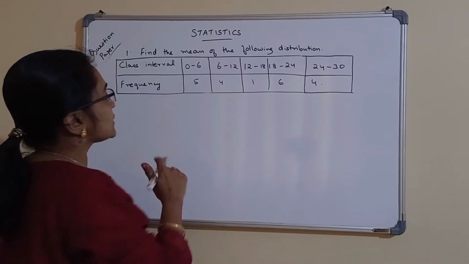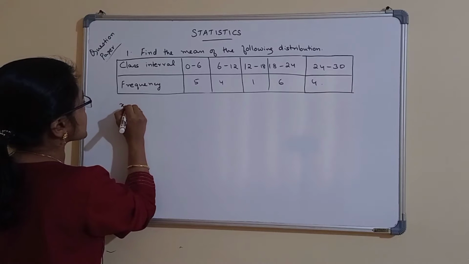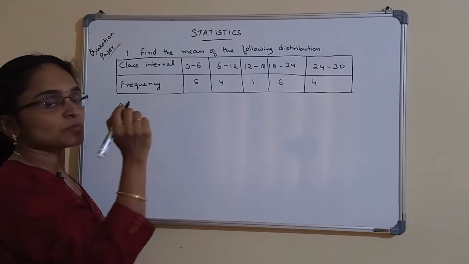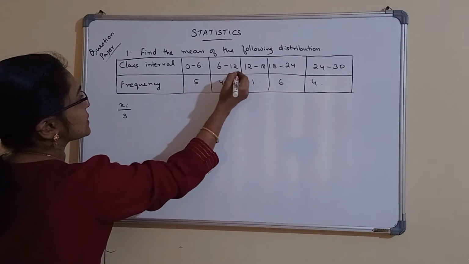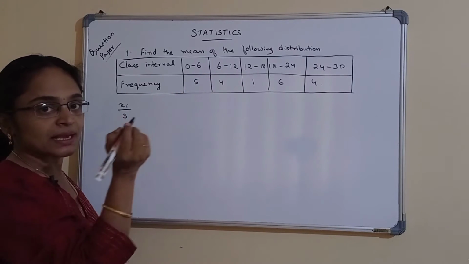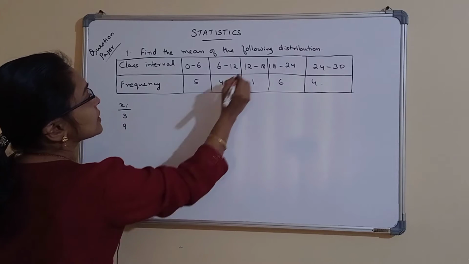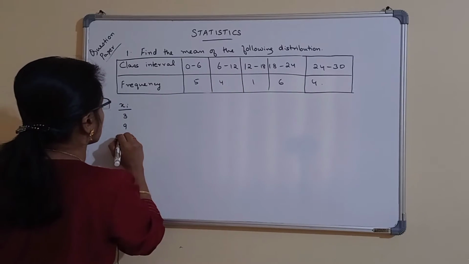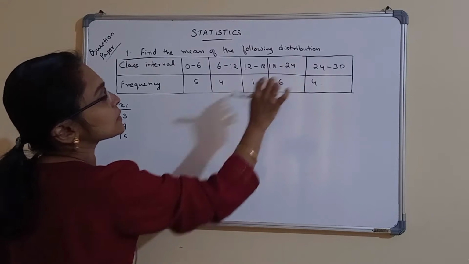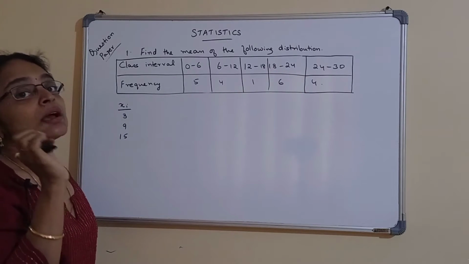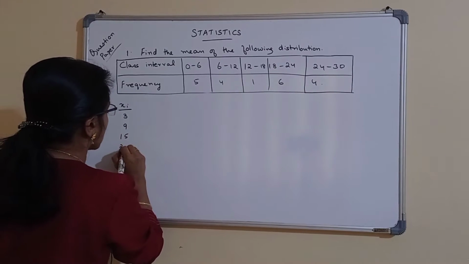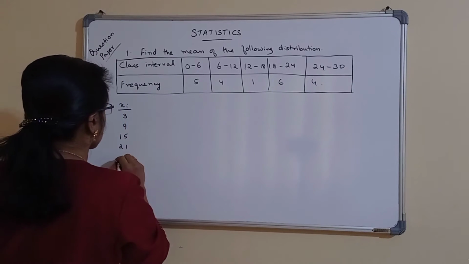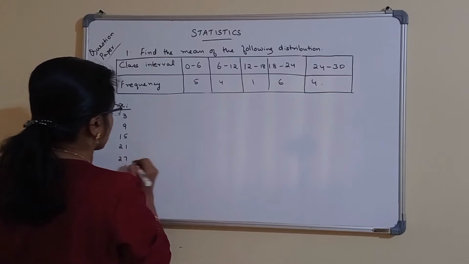So we have to find the class mark, that is xi. Xi is (0 plus 6) by 2, which is 3. Then here (6 plus 12) by 2, that is 18 by 2, which is 9. Then (12 plus 18) by 2, that is 30 by 2, 15. Then (18 plus 24) by 2, which is 42 by 2, that is 21. Then (24 plus 30) by 2, 54 by 2, which is 27.